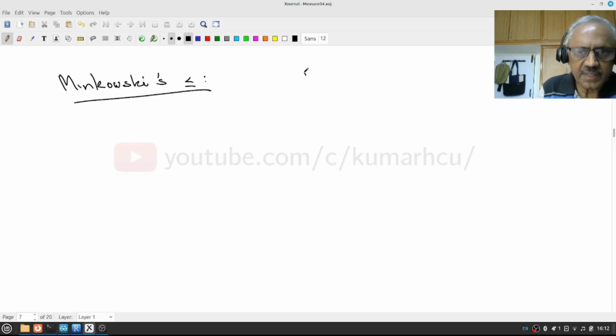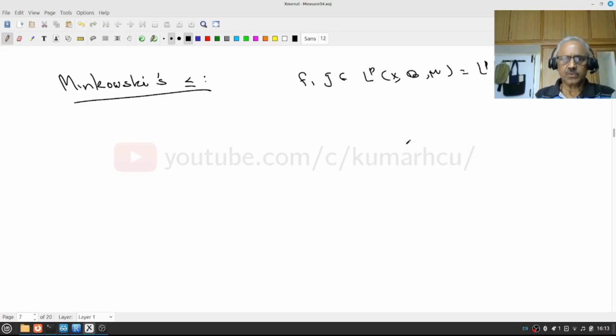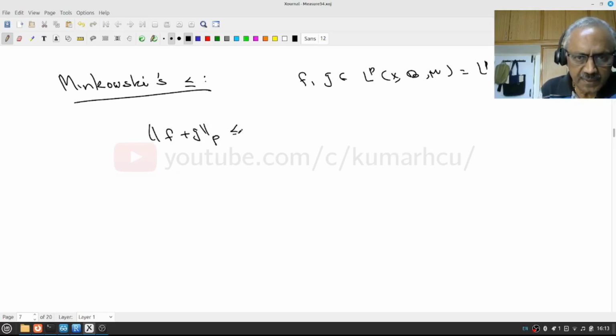So what does it say? Let f and g be in L^p(X, mu), which is for us 1 < p < infinity. For p equal to 1 and p equal to infinity, we already proved whatever we wanted to show. The L^p norm of f plus g is less than or equal to the L^p norm of f plus the L^p norm of g.